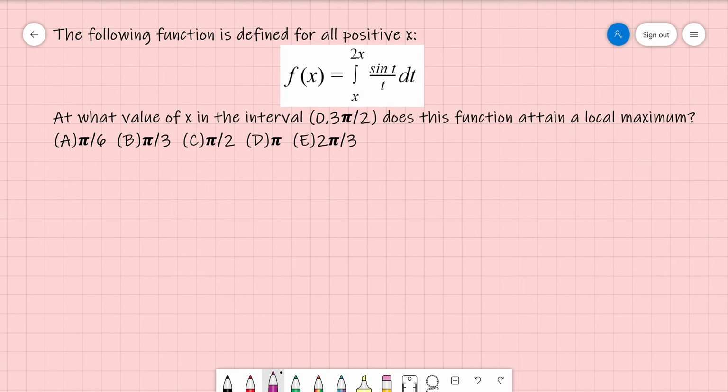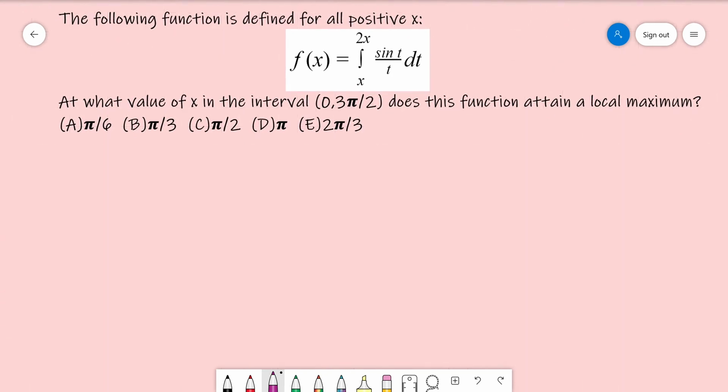Okay, this question is a little bit tricky. First of all, let's see what they're asking us. This function is defined, this kind of strange function, in terms of an integral between x and 2x, a definite integral. And we're asked at what value of x in the interval 0 to 3 pi over 2 does the function attain a local maximum? Well, when we hear that word local maximum, we know that we're going to have to take a derivative, set it equal to 0. So we want to look for f prime of x. That's our big question. What is f prime of x?